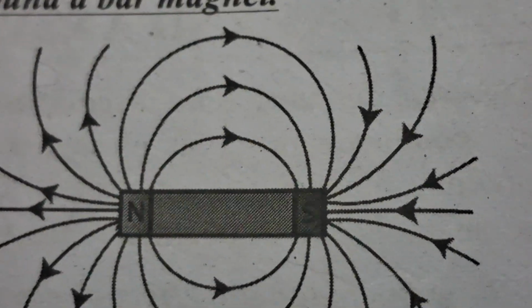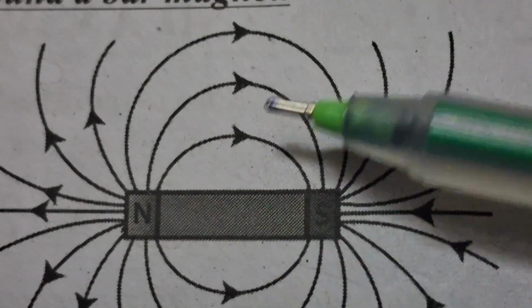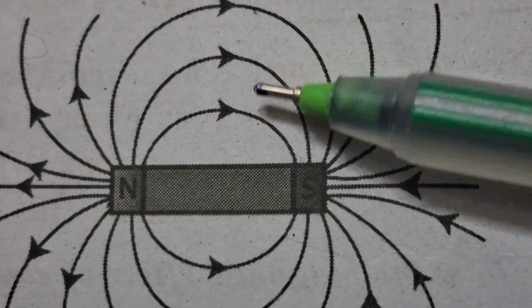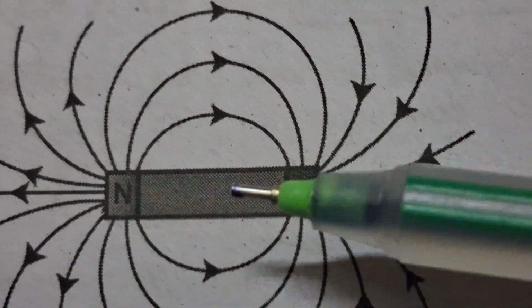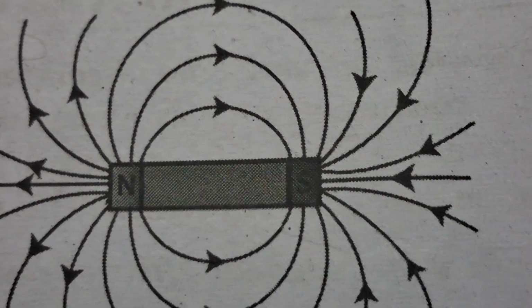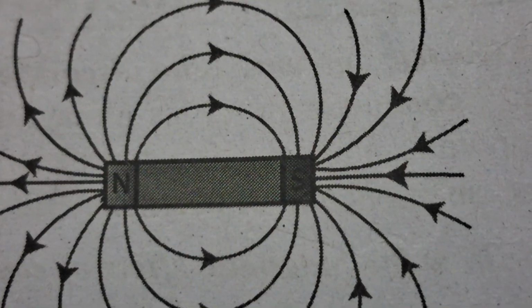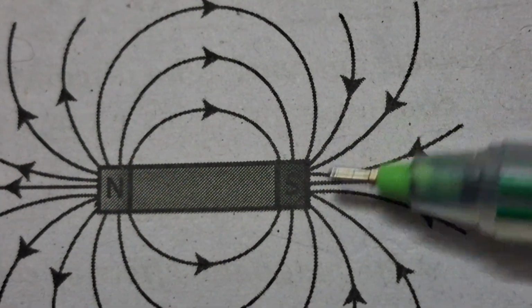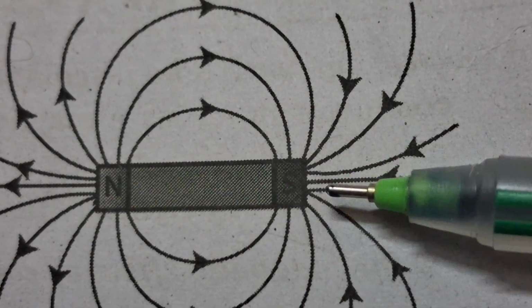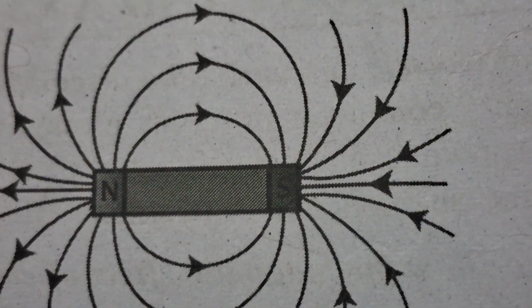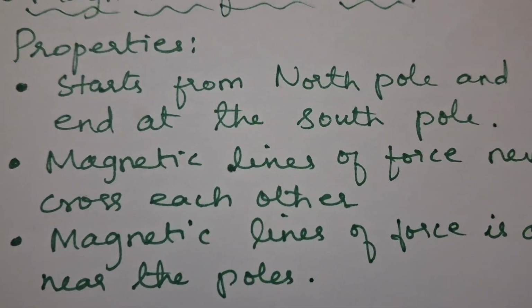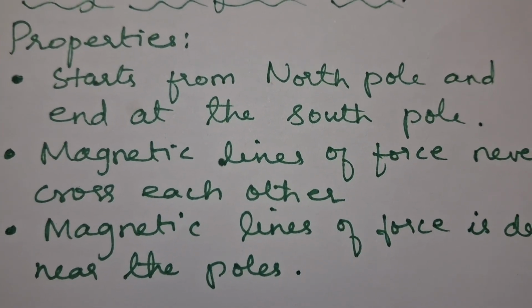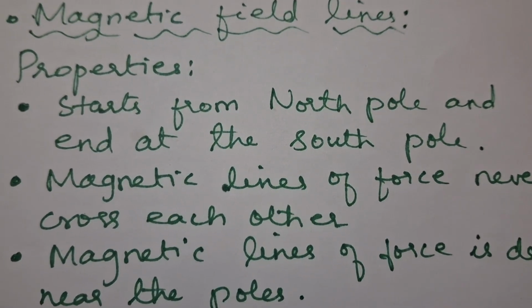The magnetic lines of force never cross or intersect each other, and they are stronger and denser near the poles. So these are the properties of magnetic field lines, as given here.